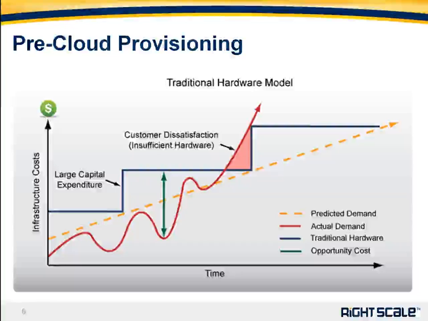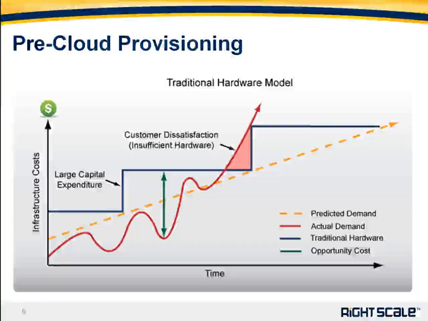The blue line is, of course, in a traditional pre-cloud world, what you have to do for provisioning in steps. So we buy hardware infrastructure, usually in tranches. So every so often there's a flat line, then it goes up, and another flat line. And in this diagram, the red curve is actual demand. And you can see it's kind of squirrely and unpredictable there. So it puts us in the situation of having overspent, represented by the opportunity cost green arrow there, where we've overspent and we have too much capacity.